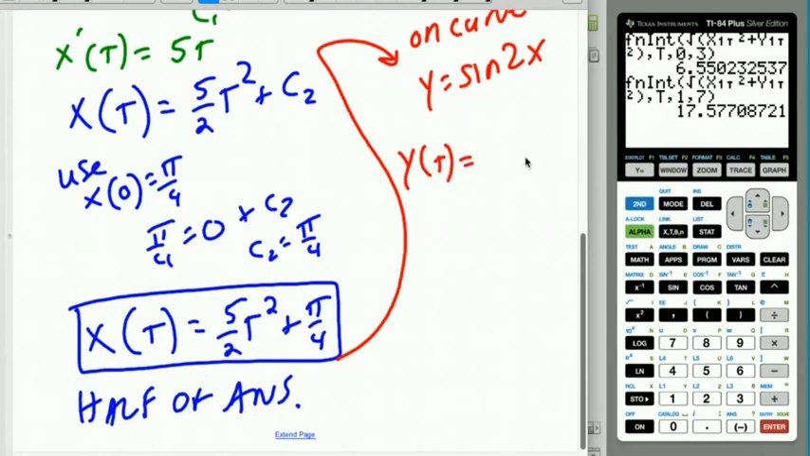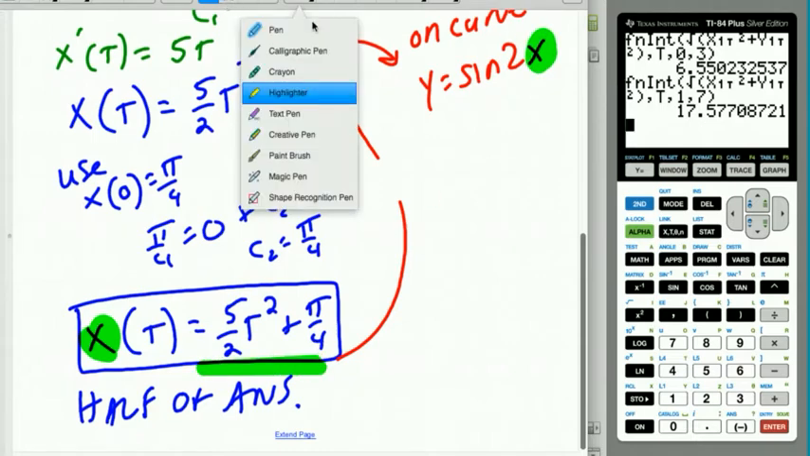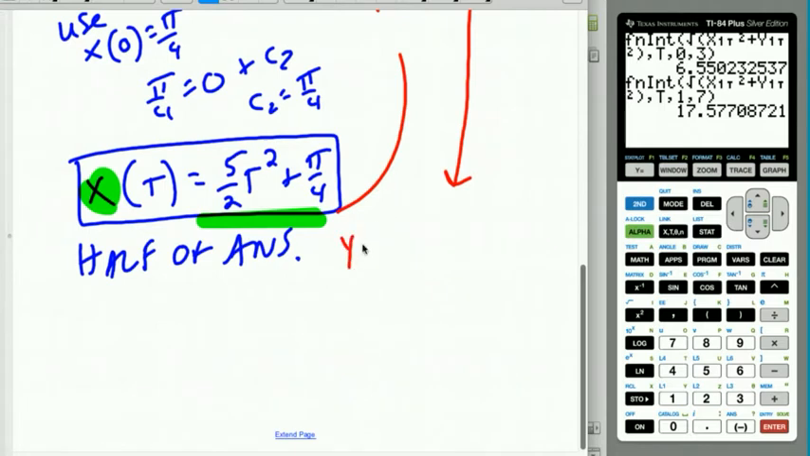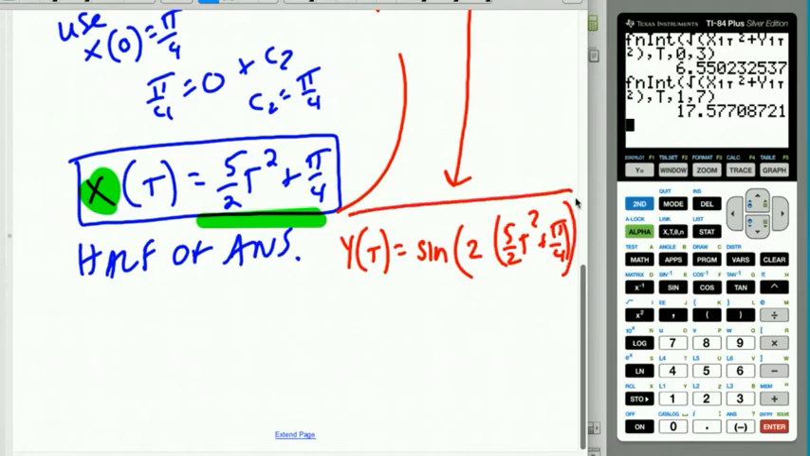Well, if it's on the curve y equals sine of 2x, and if x is this expression, then y of t is just what happens if I replace this x, right? I know that x is this expression. So if I replace this x with that expression, that'll be my y of t, and it's actually not as tricky as it seems. I can make y of t be the sine of 2 times this expression, 5 halves t squared plus pi over 4. And you could leave it like that, and that's totally fine if you want.